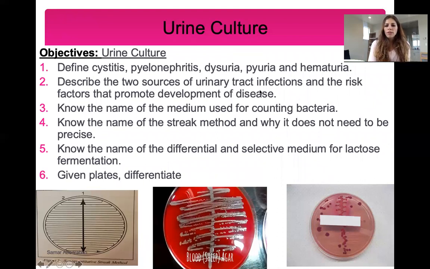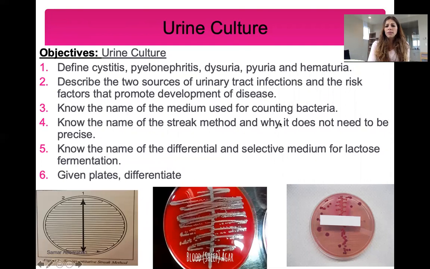The two sources of urinary tract infections. So people can get urinary tract infections from their normal microbiota or from an infection that spreads to their kidneys. The risk factors that promote development of disease: you're more at risk to getting a UTI if you're a woman, if you have a catheter, if you hold urine in, you have enlarged prostate, different neurological disorders.